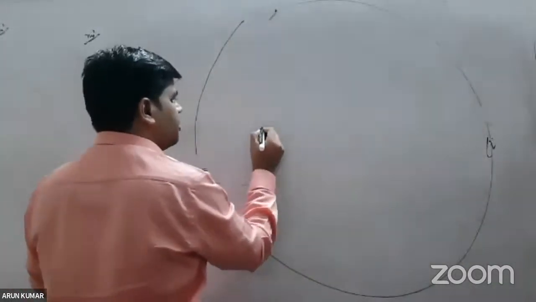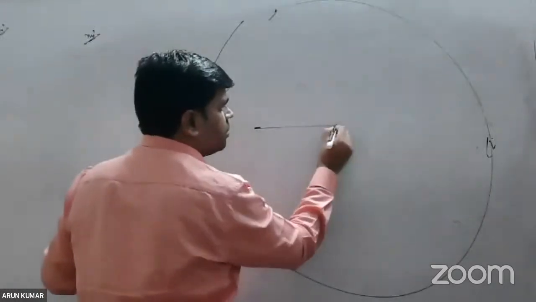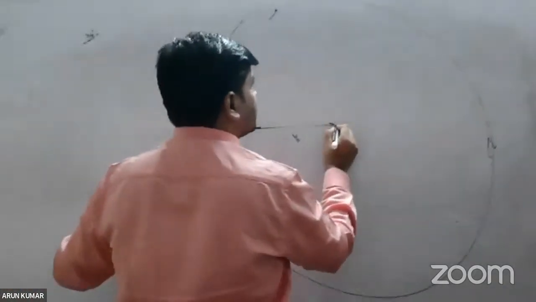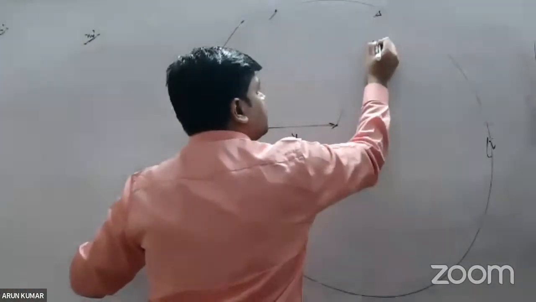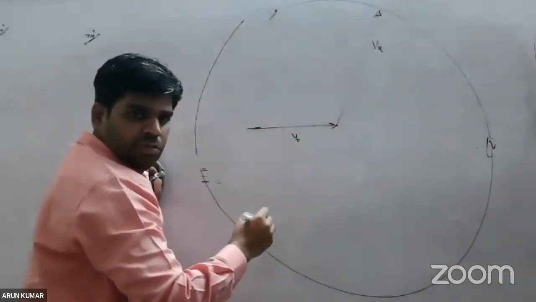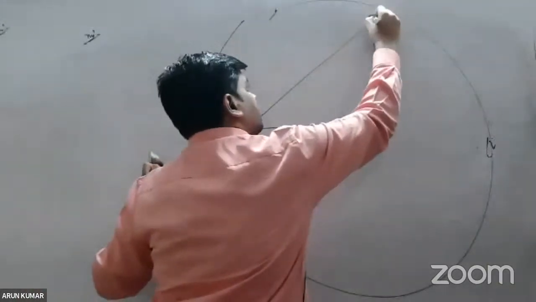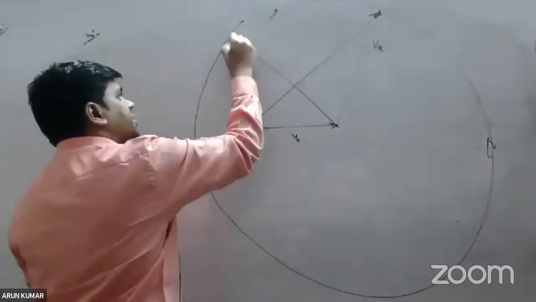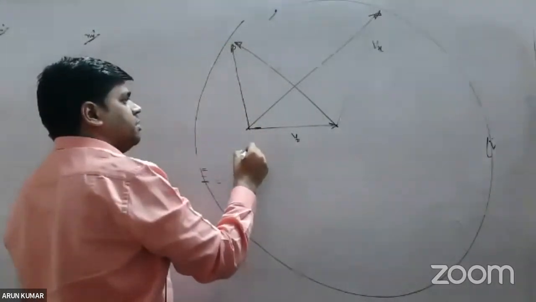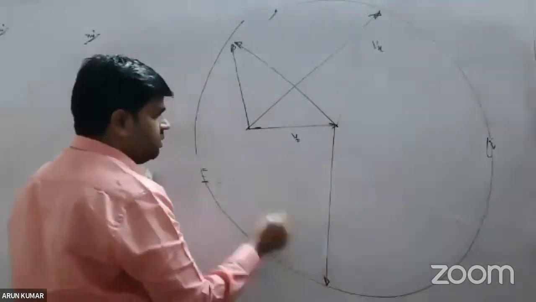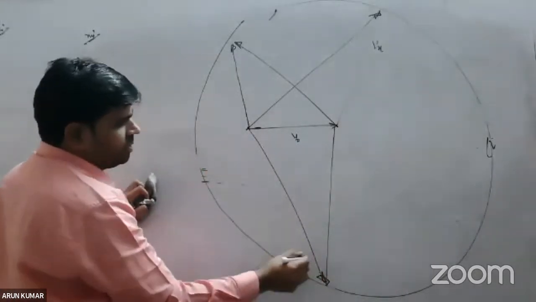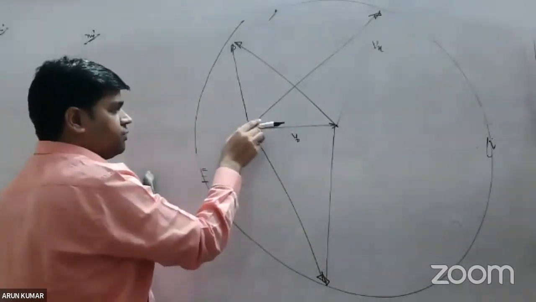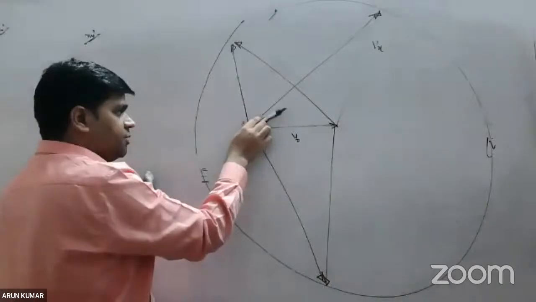Okay, now look at this. This is my constant vector V naught. And this is my Vx. So the resultant is this one, obviously the closing side. If this is Vx, this is my resultant. So my resultant is now sweeping the whole plane from 0 to 2 pi.